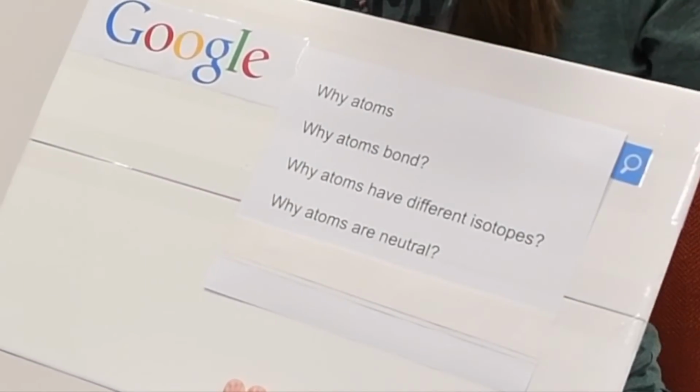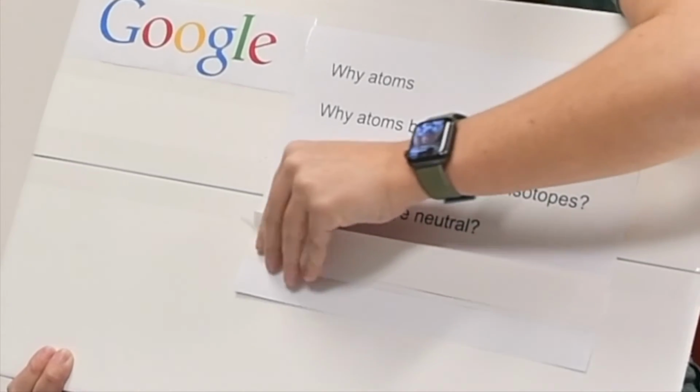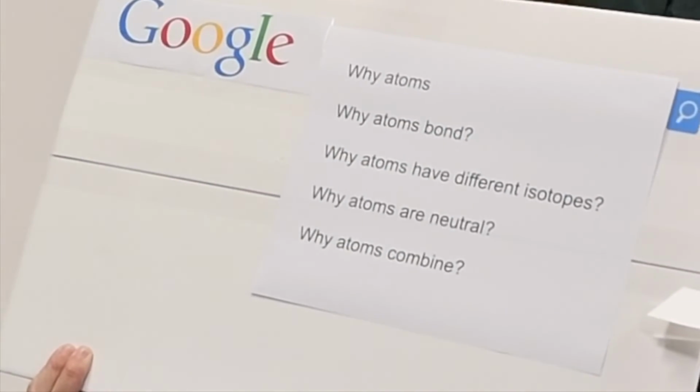Why are atoms neutral? Because they have the same number of protons and electrons, and they're more stable that way. Why do atoms combine? That's the same reason as why they bond. To become more stable.